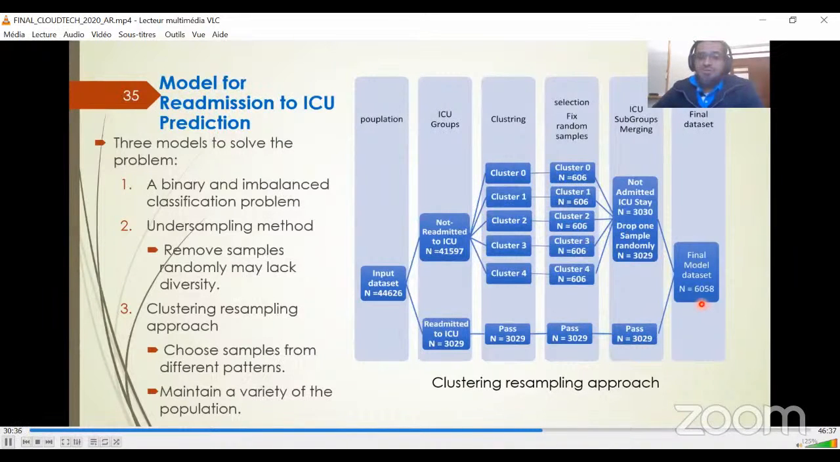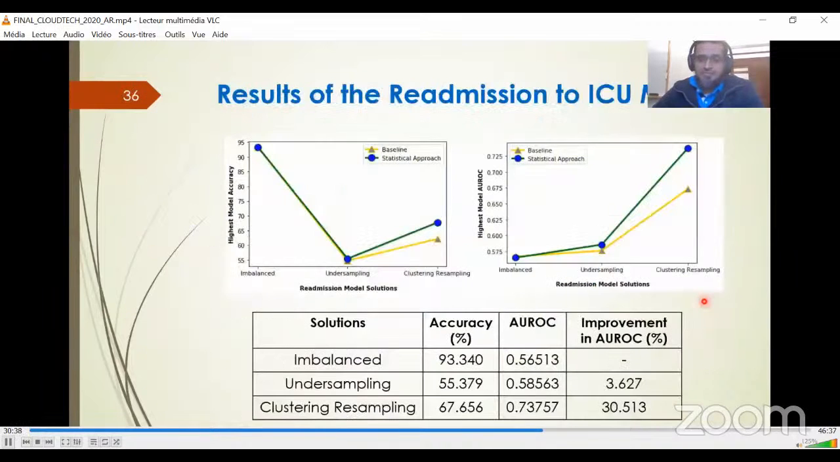And the total sample is 6,058. This is the result. On the left, you can see the result using the accuracy metric. On the right, you can see the result using the area under ROC metric. On the x-axis, we have the name of the solution: imbalance, undersampling, clustering, sampling, and the same for the area under ROC. Also, I show the results using the different methods, baseline and the statistical approach.